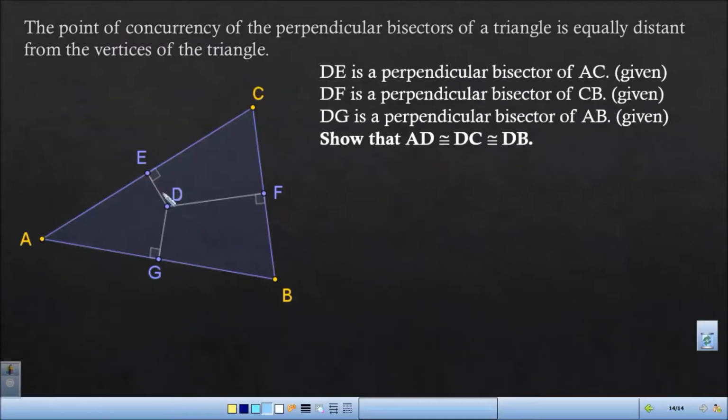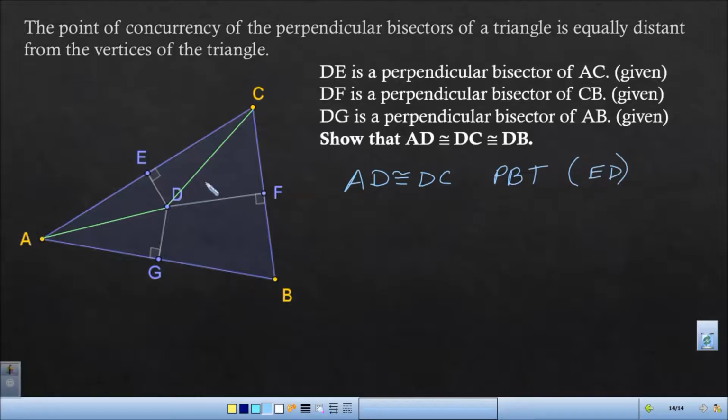Knowing that the perpendicular bisectors are concurrent, and that we have the perpendicular bisector theorem, which says that if I have the perpendicular bisector, then any point on it, like D, is equally distant from the endpoints of the segment. So let's draw for a moment the segments AD and DC. D lies on ED, which means AD is congruent to DC. So let's write that down over here. I know that AD is congruent to DC by the perpendicular bisector theorem for perpendicular bisector ED.